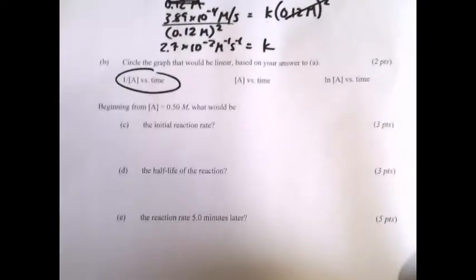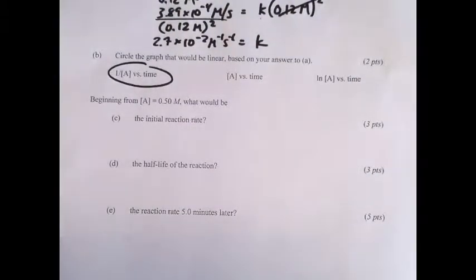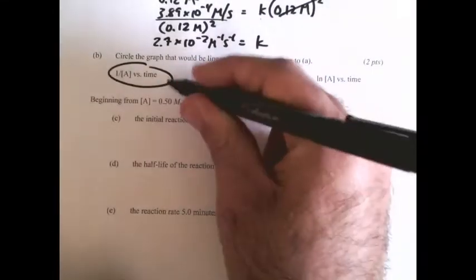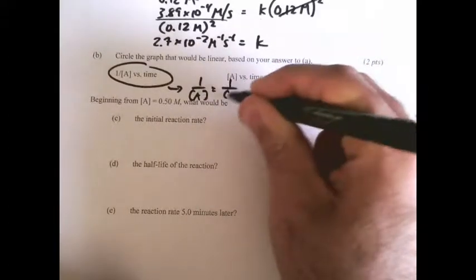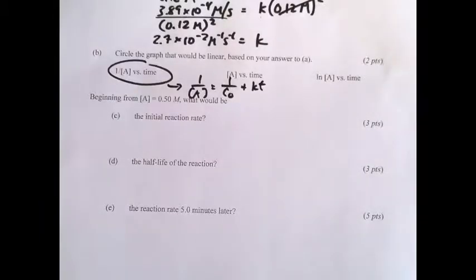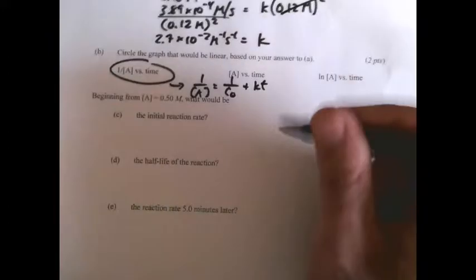Now, C, D, and E are all going to make use of the integrated rate laws. We've now figured out essentially that the integrated rate law would be the one with reciprocals in it. In other words, it would be 1 over A equal to 1 over A naught plus kt. Well, now that we have that, if we start at a new A value, we can work out anything we like.